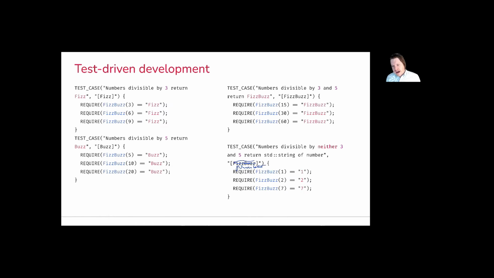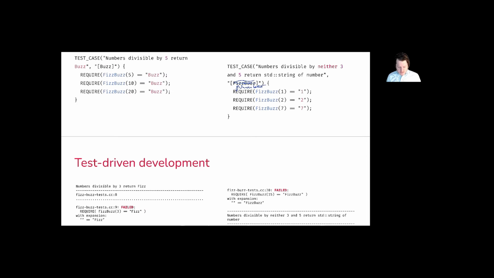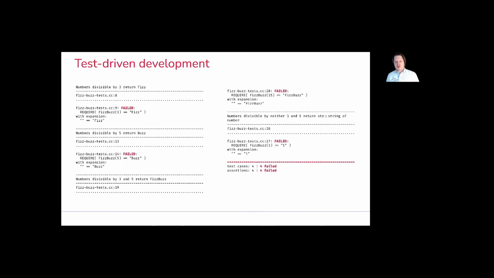Then we look at 3 and 5, same thing going on here, as well as for the last case, neither 3 nor 5. At this point, I can go ahead and run my test cases, and we can see that everything fails because we have not begun to implement our solution yet. Fizz buzz of 3, when we call fizz buzz with 3, is not implemented correctly. It's not implemented at all. Same with fizz buzz of 5. In the case of divisible by 3 and 5, that also failed, as well as the neither 3 nor 5 condition.